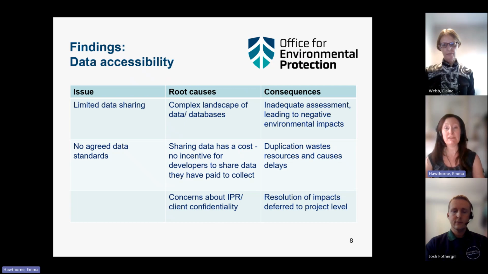An application of the mitigation hierarchy, particularly the avoid impact stage, occurs too late in the process. In addition, cumulative and in combination effects are also more effectively and usefully considered at the strategic level.